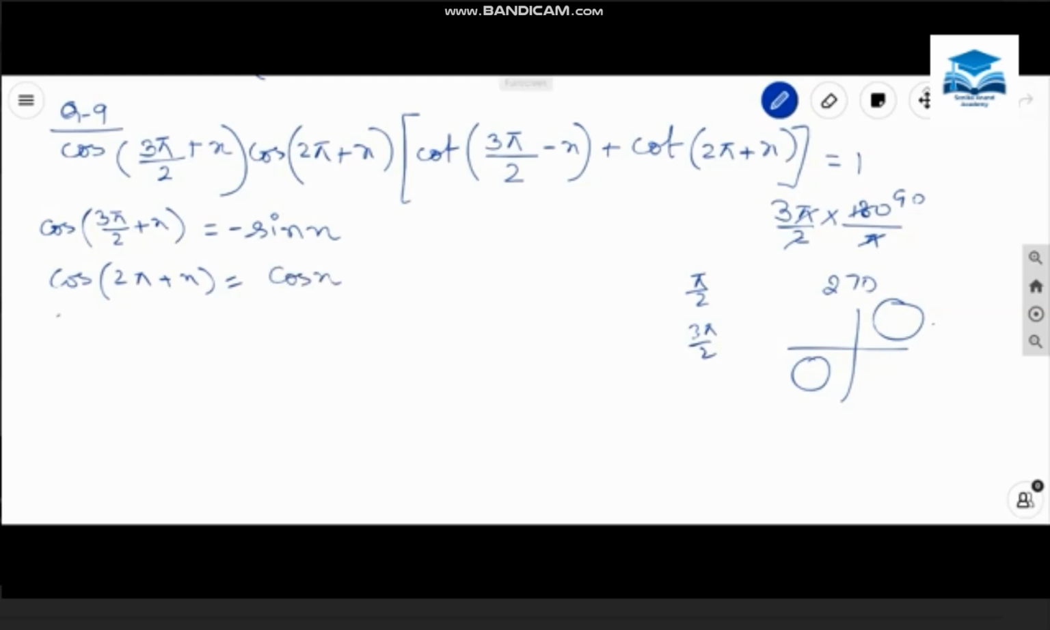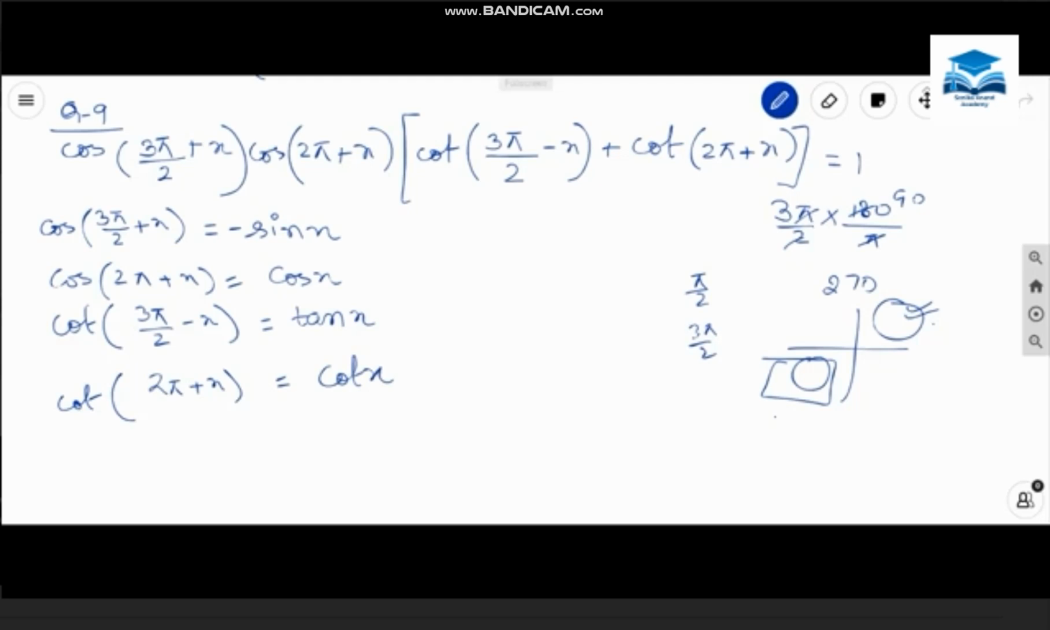Now here cot of 3 pi by 2 minus x. That means 270 minus theta. That means here cot and tan are positive. So it becomes tan x. Simply tan x. Now cot of 2 pi plus x. It goes to this, and it is 360, so there is no conversion. It becomes cot x. Okay.